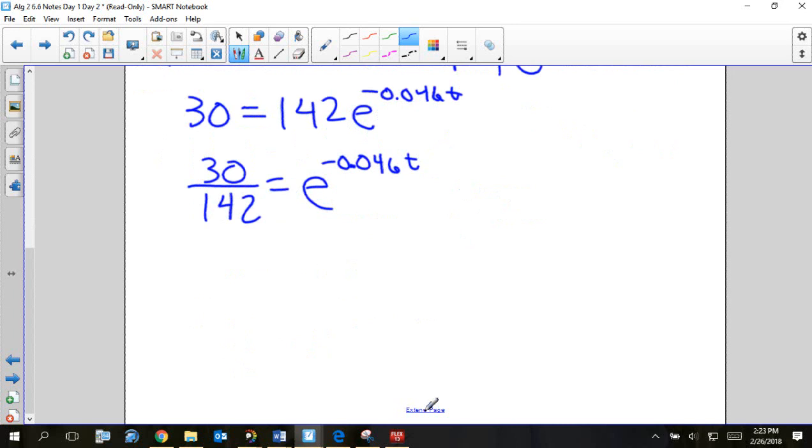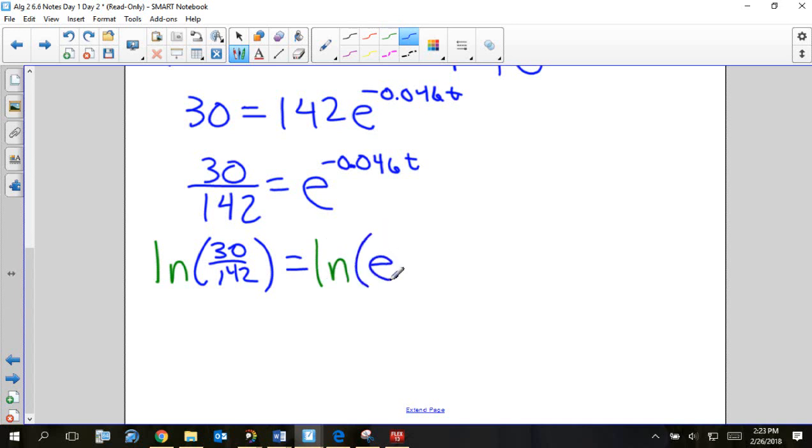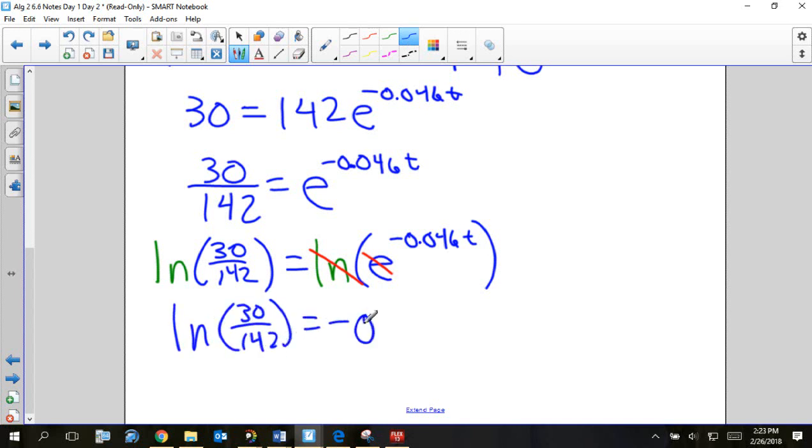What's the next thing we need to get rid of? How do I get rid of these? ln. So we're going to do ln of 30 over 142 equals ln of e to the negative 0.046 t. So that cancels out ln and e. So ln 30 over 142 equals negative 0.046 t.